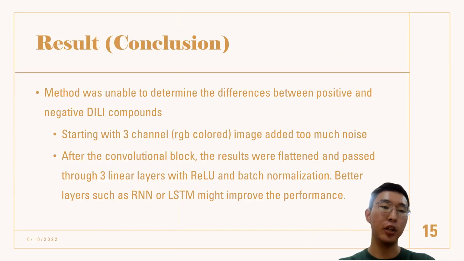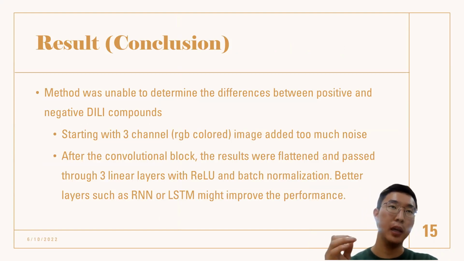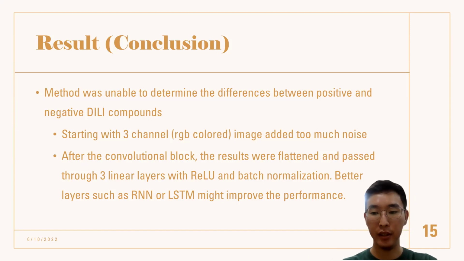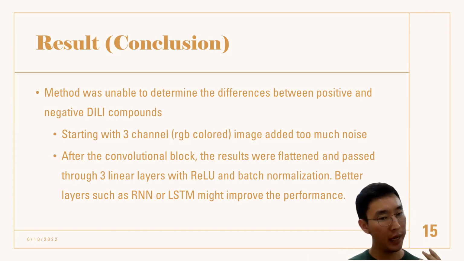But as a conclusion, I want to mention that it is because I have used a simple linear method, such as an FFNN. The method was unable to determine differences between positive and negative DILI compounds. The way I could improve this model is by first reducing the channel number. I started with an RGB 3-channel picture. I may need to reduce it down to a gray or binary color picture, so that the model is able to focus on the picture and shape itself, not the colors.